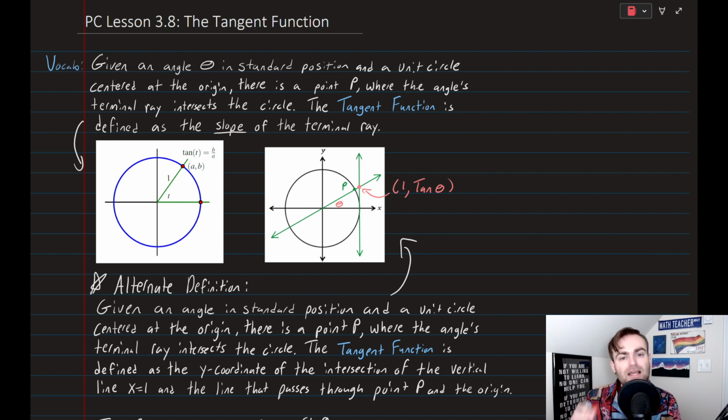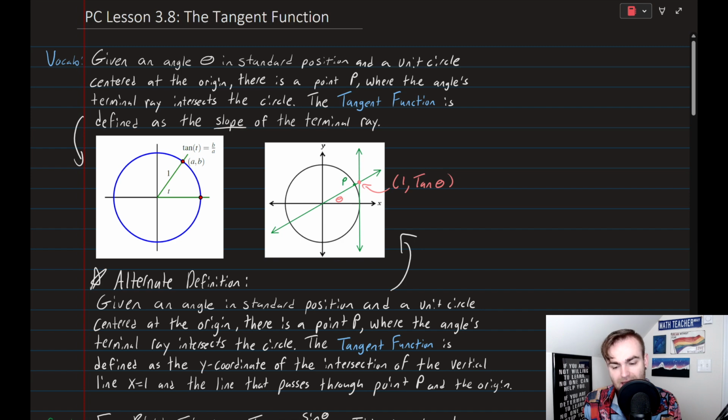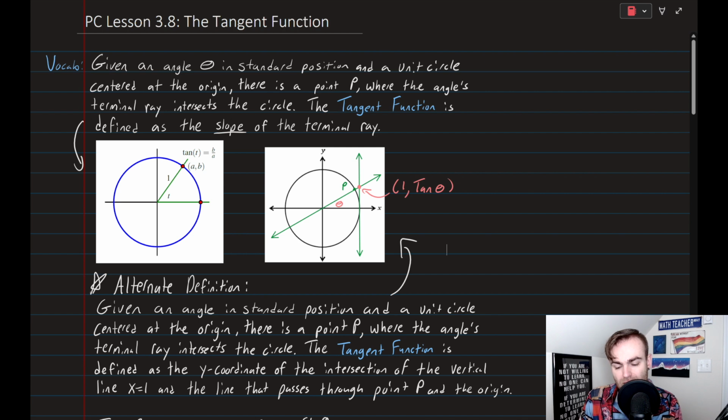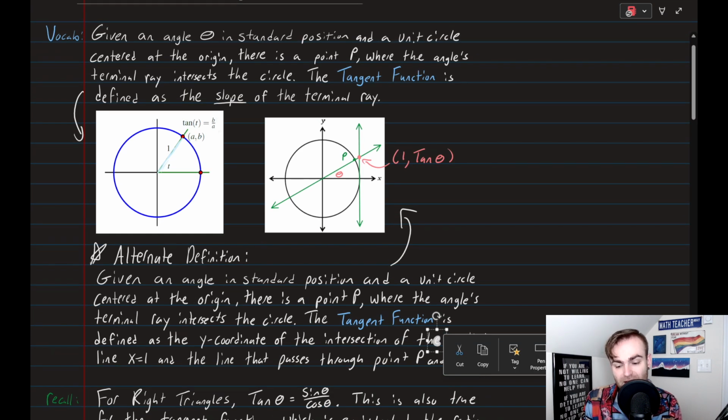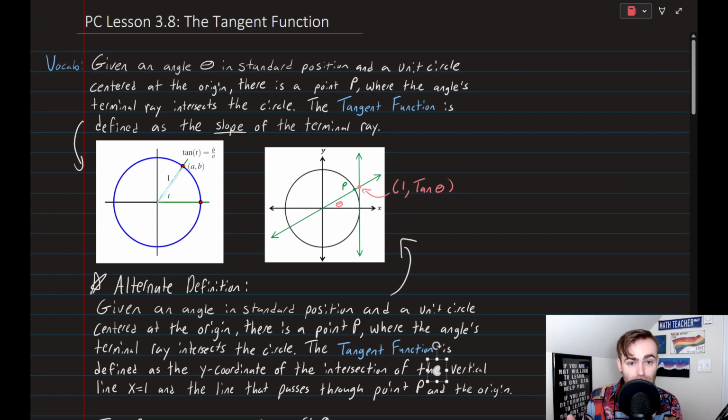So the tangent function is an interesting function. We're going to use the same setup as the definition for the sine and cosine functions, where we have an angle in standard position and a unit circle centered at the origin. We say there's a point P where the angle's terminal ray intersects the circle. The tangent function would then be described as the slope of this ray. So y2 minus y1 over x2 minus x1, but x1 and y1 are both 0 because we're centered at the origin. So we just get that tangent is equal to b divided by a, where b is the y-coordinate and a is the x-coordinate. Not too bad there.